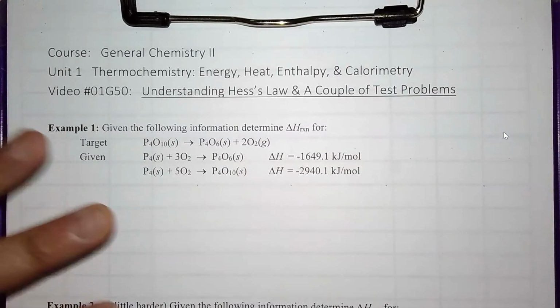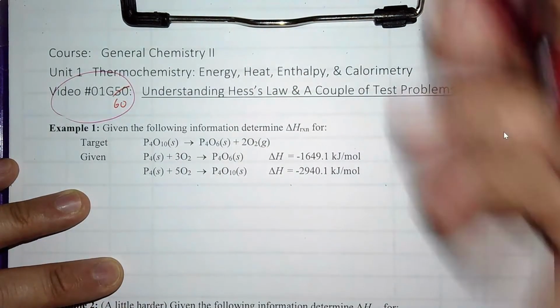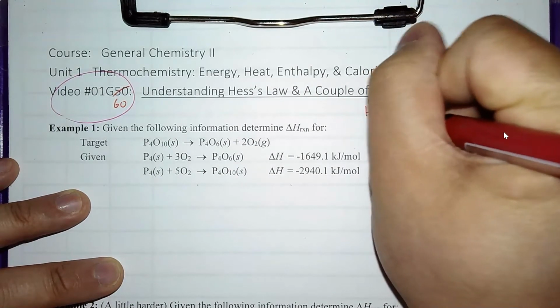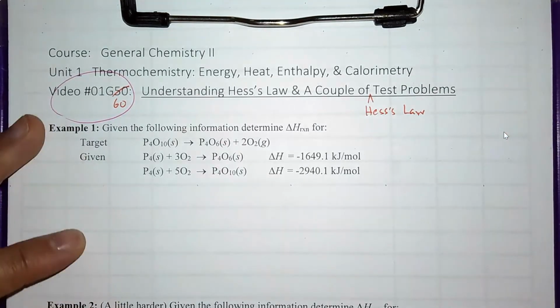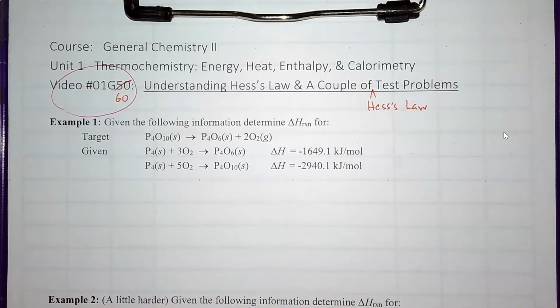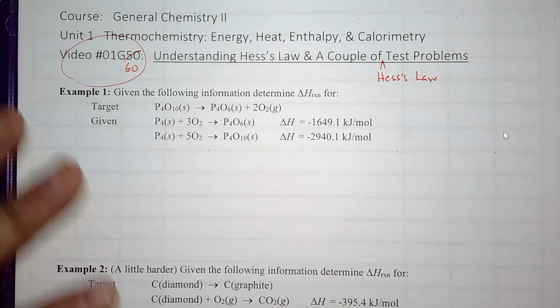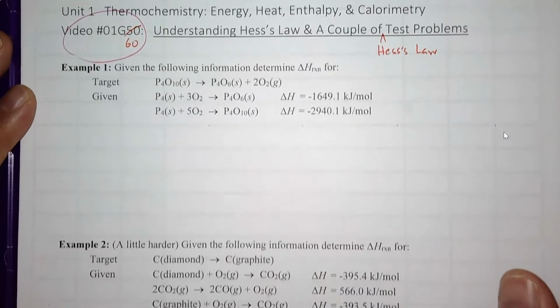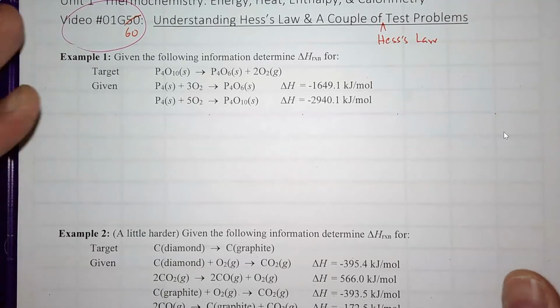Okay. This video is no longer G50, it's now G60. And we are doing two example test problems that use Hess's law. You've seen the previous video, I assume, so why don't you take this opportunity to try these problems under test conditions. The first one is pretty easy. The second one is amazingly, at least for me, difficult.